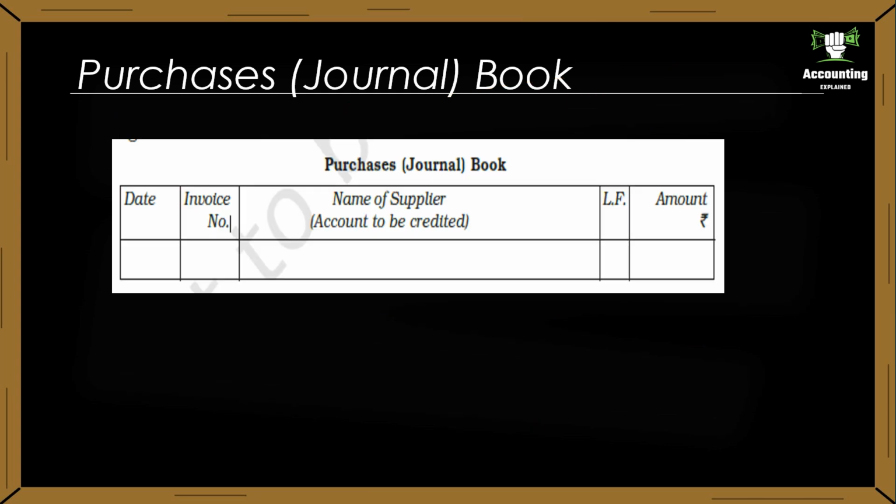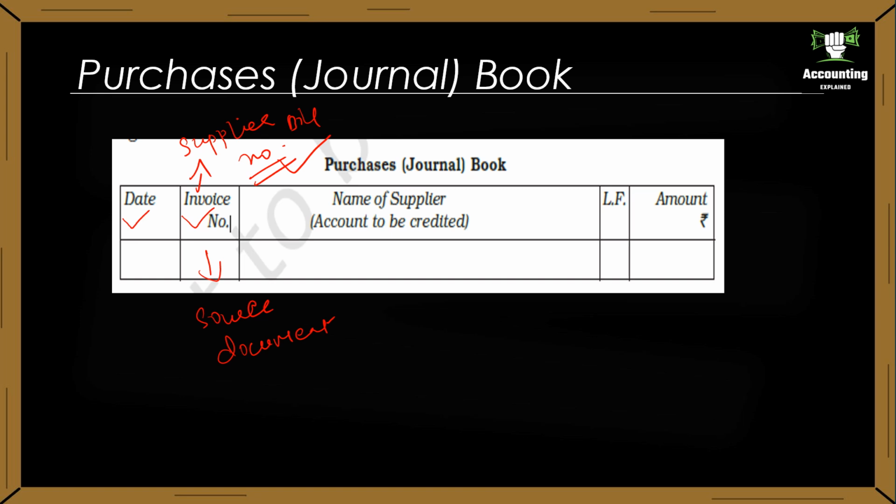Let us see the format of the purchaser's journal book. In the exam, you have to prepare the purchaser's journal book, and this format you have to follow. First, you write the date of purchase, then the invoice number. Here invoice number means the supplier's bill number. This is our source document. That is what we saw, right?